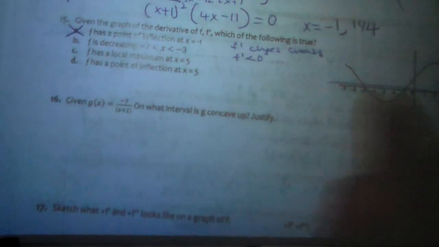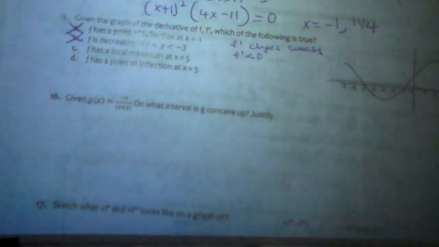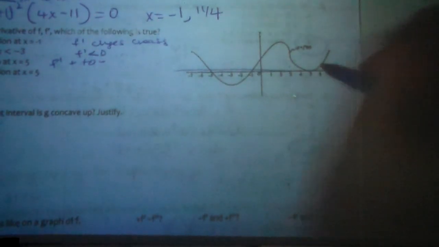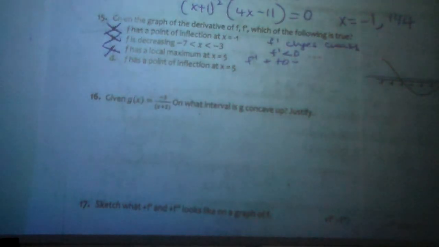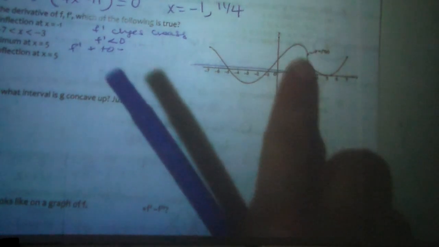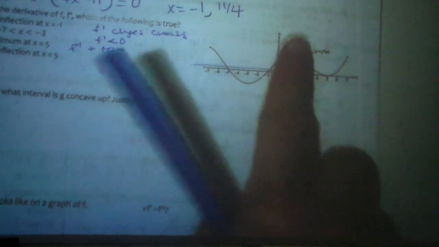F decreasing is right here because f prime is negative. Local maximum is f prime going from positive to negative. At 5, it is positive and still positive. It's not actually changing, so that's not a local max. And point of inflection, we said was f prime changing from increasing at x equals 5. Yes, f prime is changing from decreasing to increasing, so that was true.